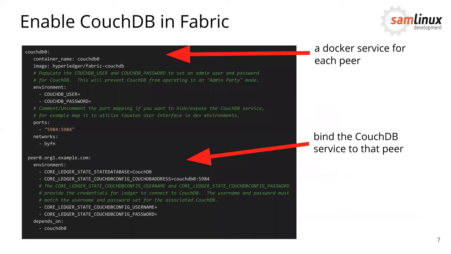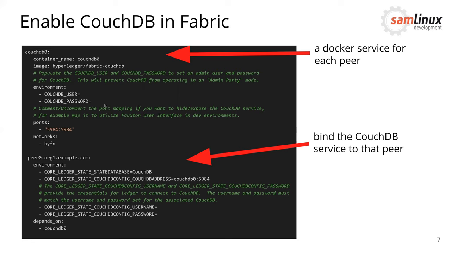And how can you enable this now? I think that's pretty simple. The only thing we have to do is include a new Docker service. Fabric comes with an image, and this image is Hyperledger Fabric CouchDB. And we have to define a new service in the Docker compose file. And there are some points to notice.